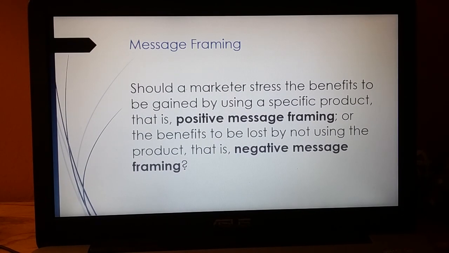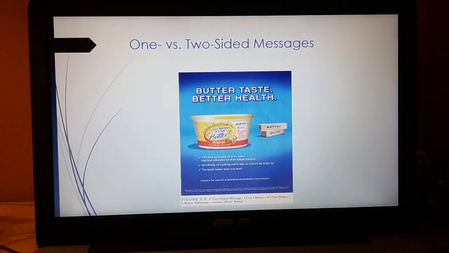Okay, then there's this idea of message framing. So you can either send a positive message or a negative message. Do they stress the benefits of the product, or the benefits lost by not using the product? So that would be the negative message. A lot of times, and we'll talk about this a little bit more, it's the idea of instilling fear. So you see these ads on television for people who don't have adequate car insurance, or people who don't put that security system in, that kind of thing. How are you going to frame the message? How are you going to make people feel when they see it? All right, then there's one-sided versus two-sided messages.